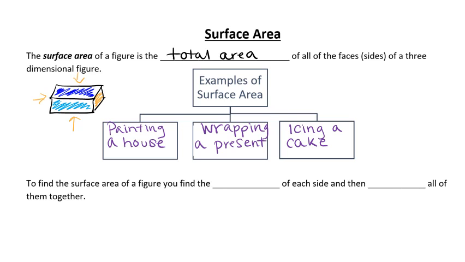So to find the surface area of a figure, what we're going to do is find the area, which we know how to do, we learned that last week, of each side, and then we're going to add all of them together.